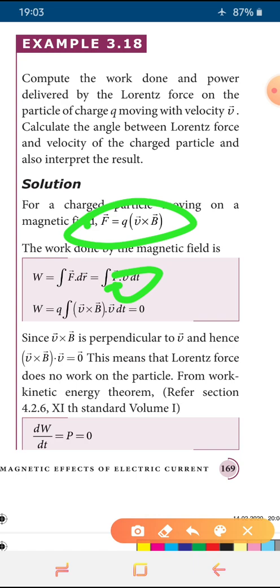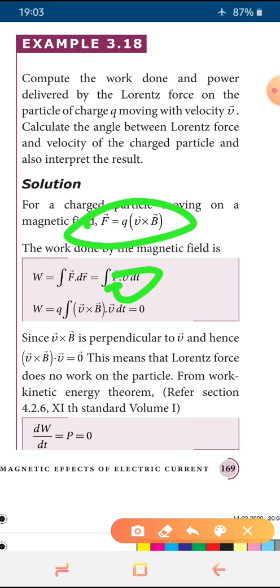So the work done is 0, because v vector cross B vector is perpendicular to the velocity v vector. Hence, if it is perpendicular, the net work done becomes 0. It means there is no work on the particle. So this Lorentz force, F is equal to q of v vector cross B vector, does not do any work on the charged particle. That is the answer. And now we are going to find the power.